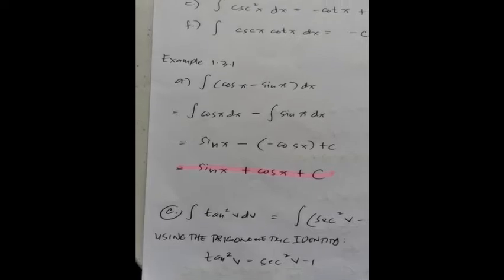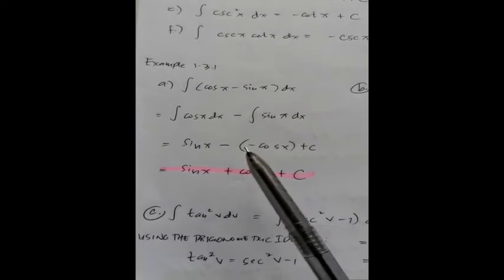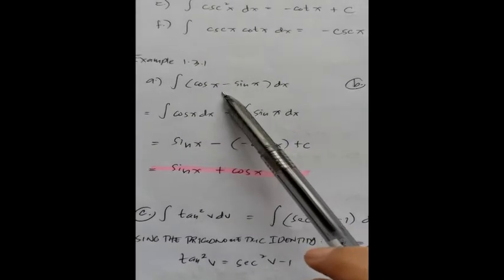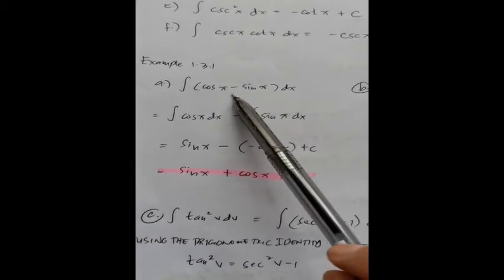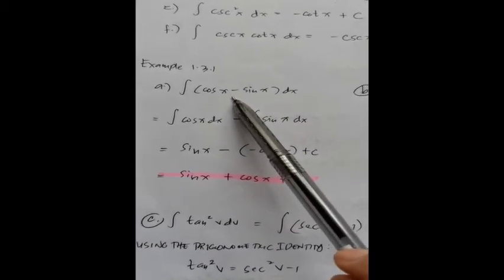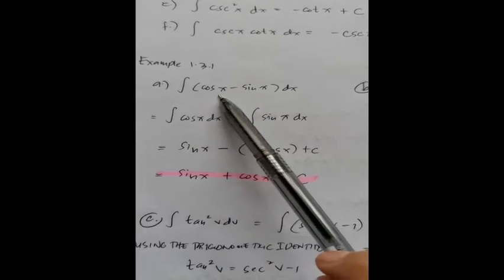Okay, so let's give an example sa antiderivatives of trigonometric functions. For example, the first example is the integral of cosine x minus sine x dx. Okay, so ibig sabihin may minus tayo dito. Ibig sabihin nun, kukunin natin yung integral nito, i-integrate din natin yung second term.